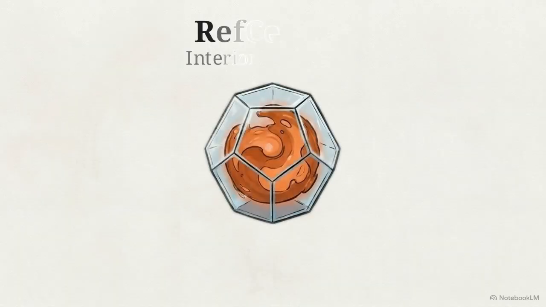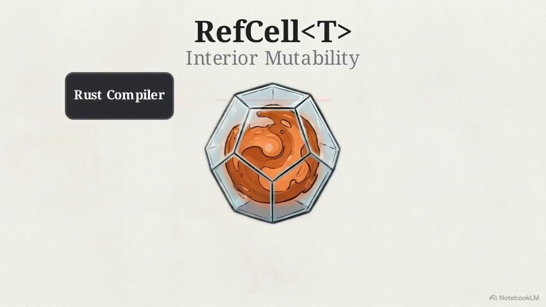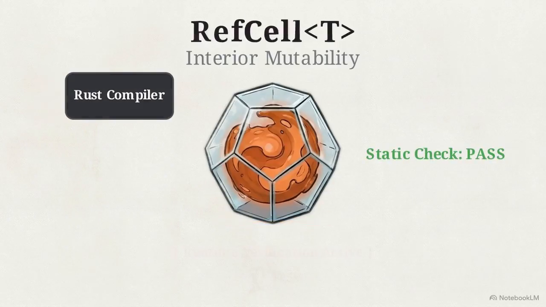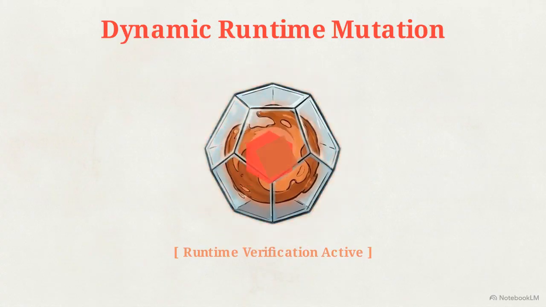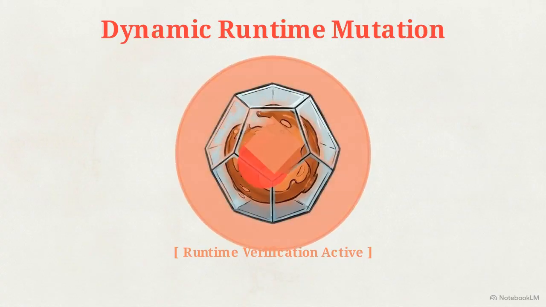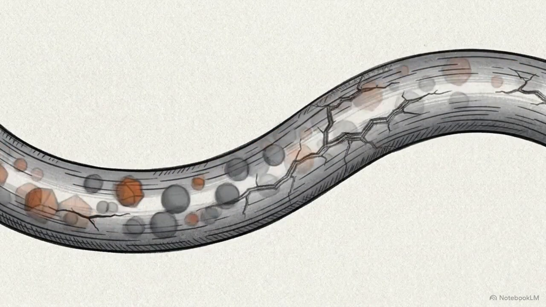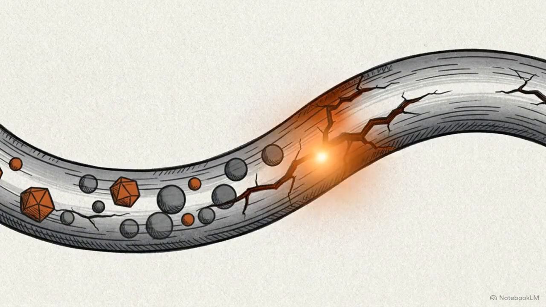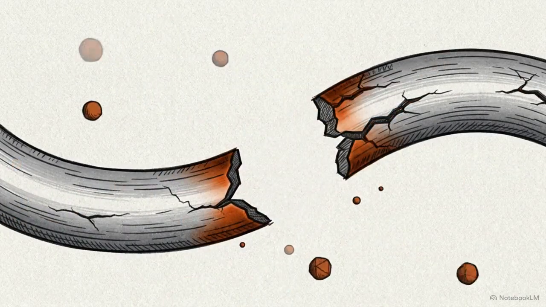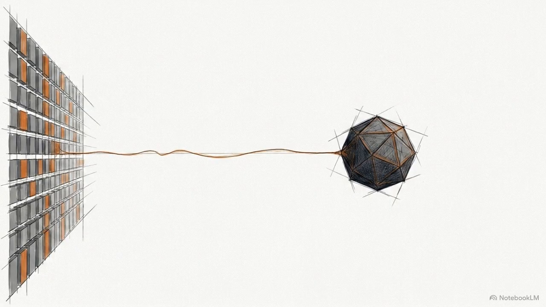RefCell and the concept of interior mutability bypass these limits. It presents a static, immutable outer shell to the compiler, while allowing the values inside that boundary to dynamically mutate. This creates an architectural trade-off, moving the strict borrow checker rules from compile time analysis into the runtime environment. Violating ownership rules at runtime triggers a panic, crashing the program instantly rather than providing a safe compiler warning. Interior mutability provides a deliberate deferral of verification, trading compile time safety for runtime flexibility.